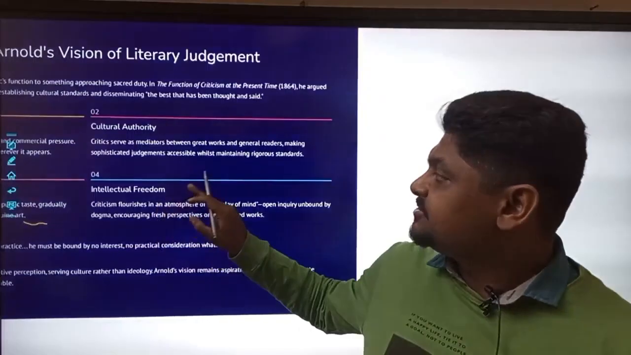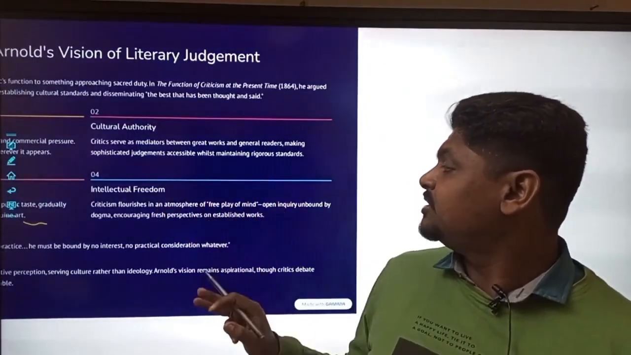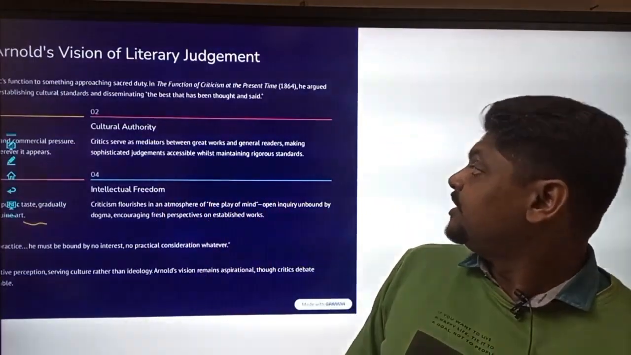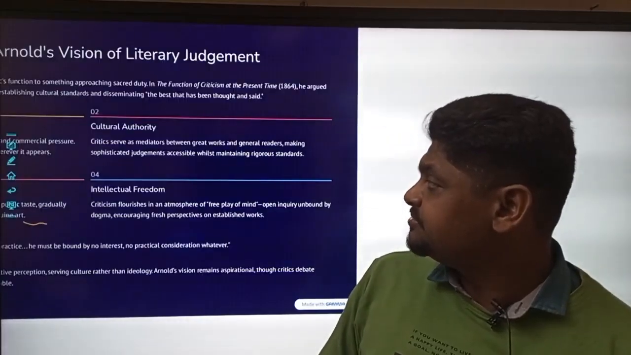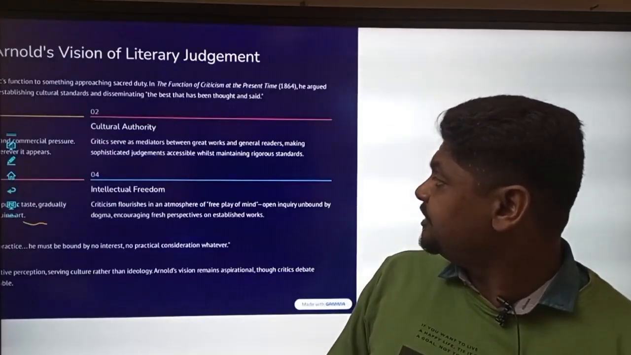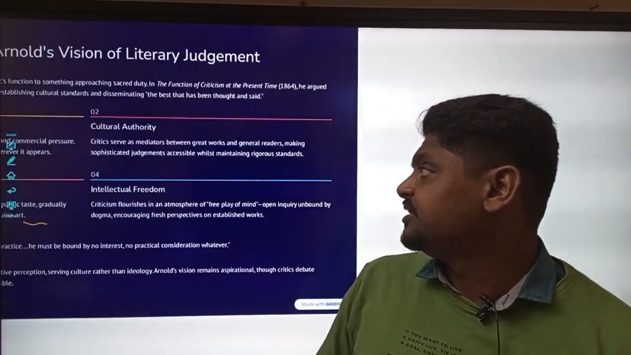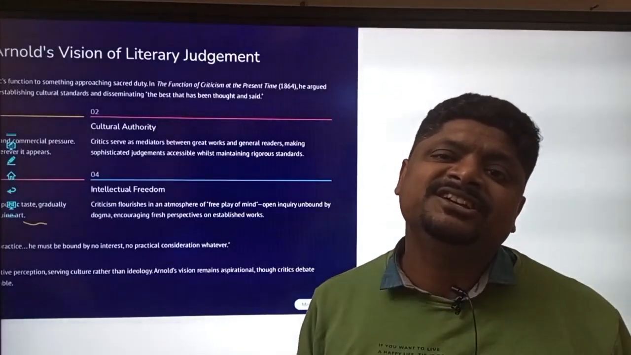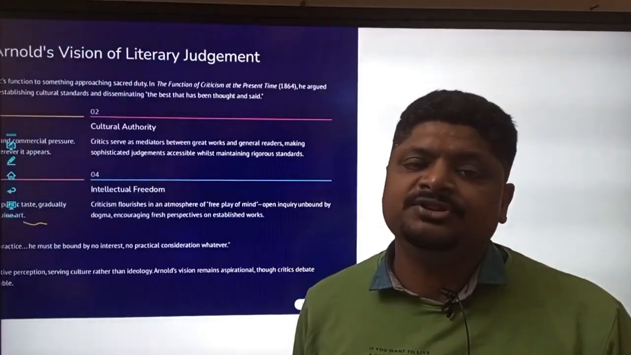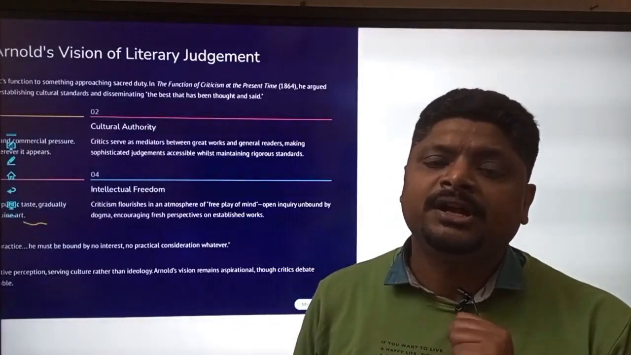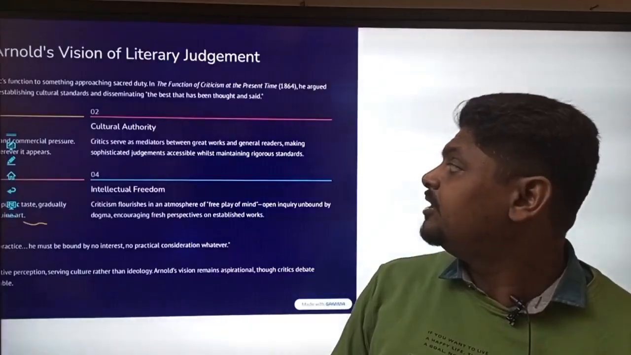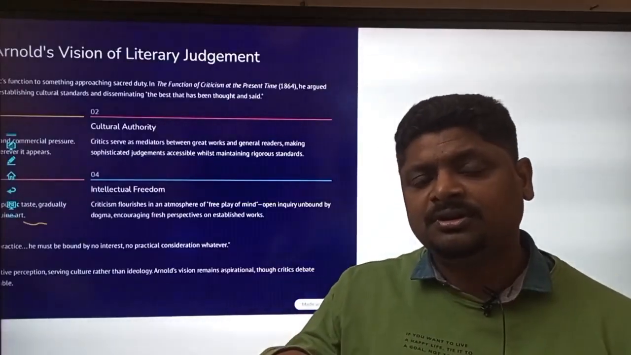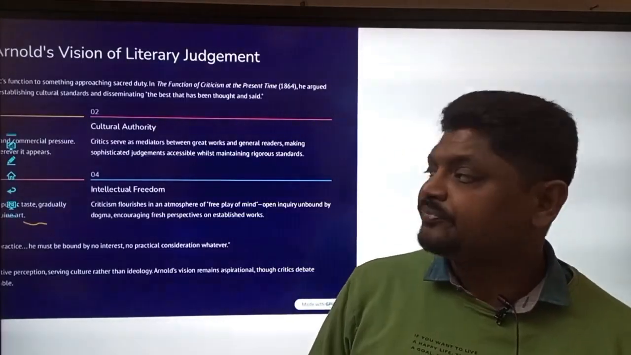Next point, cultural authority. Critics serve as mediators between great works and general readers, making sophisticated judgments accessible while maintaining rigorous standards. Critics का यहाँ पे काम कैसा है? Mediator जैसा. It will mediate the two, bridge the two communicators. Who are they? One is the great work, another is the reader. Okay?